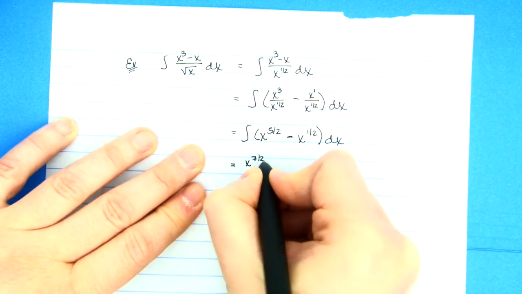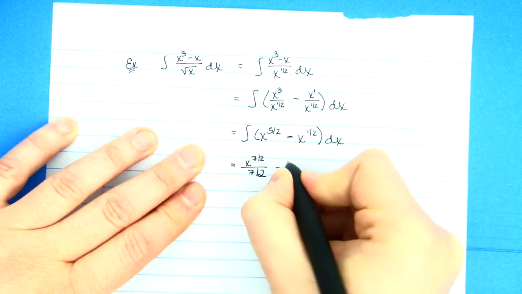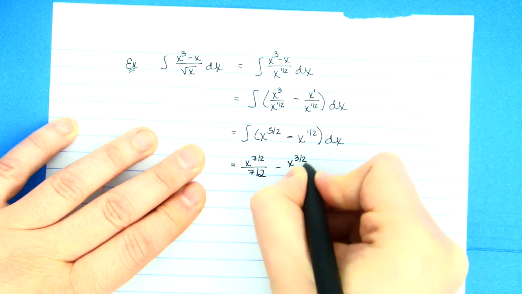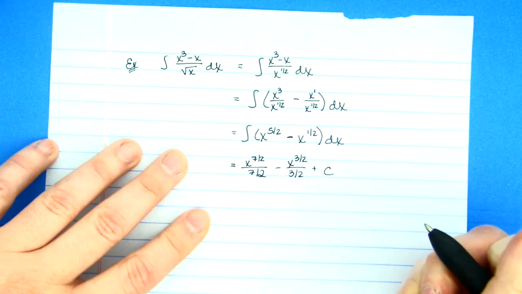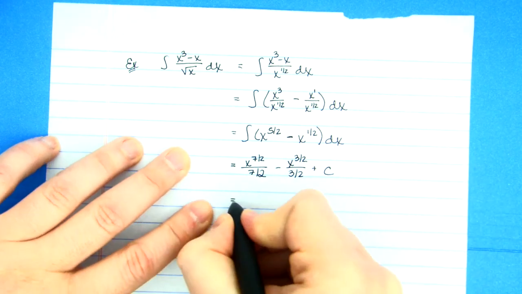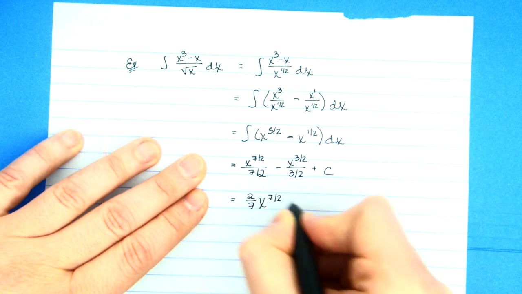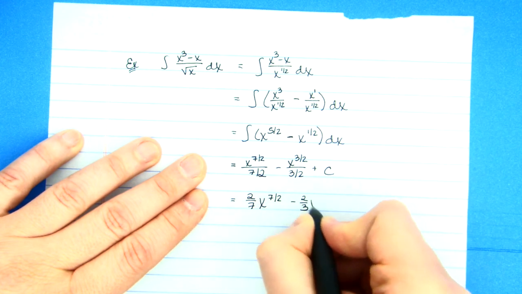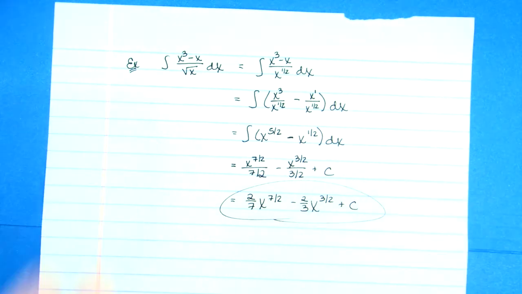x to the 7/2 over 7/2 minus x to the 3/2 over 3/2 plus a constant. Going to do some rewriting here. We'll get 2/7 x to the 7/2 minus 2/3 x to the 3/2 plus that constant at the end.